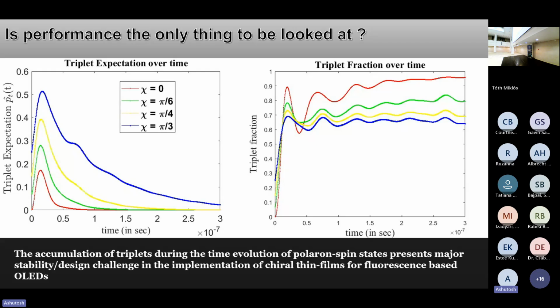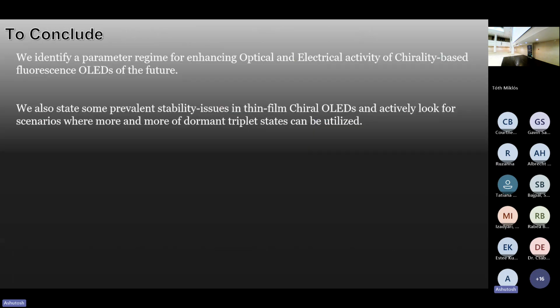So to conclude, we identify a parameter regime for enhancing optical and electrical activity of chirality-based fluorescence OLEDs of the future. But again, there are some stability issues in thin film parallel OLEDs which have to be taken into consideration. And we actively look for scenarios where more and more of the dormant triplet states can be utilized in order to contribute to the magnetoelectroluminescence or the magnetoconductance for sensing purposes.